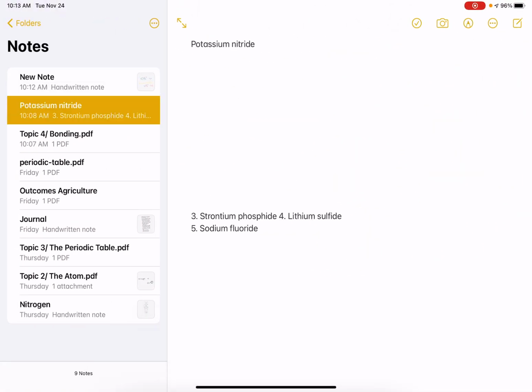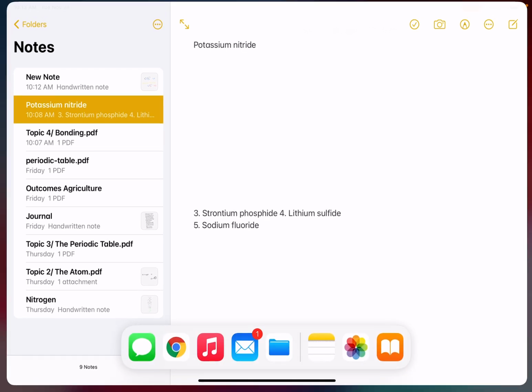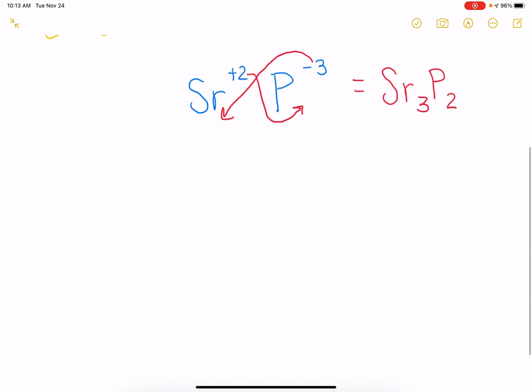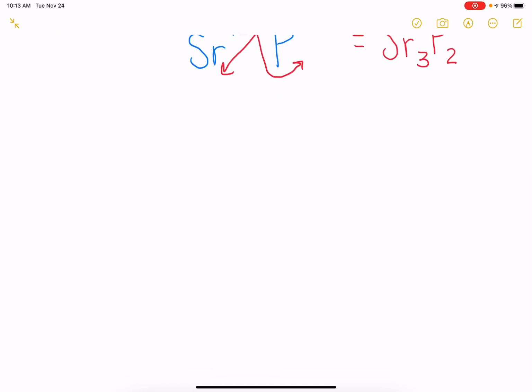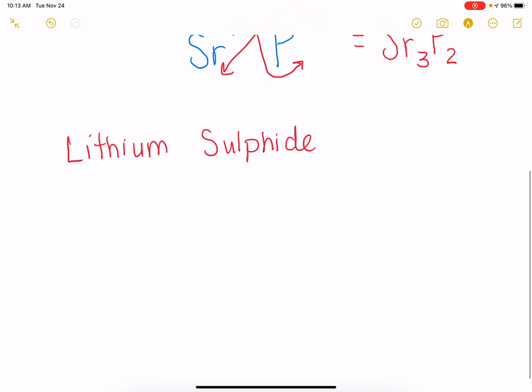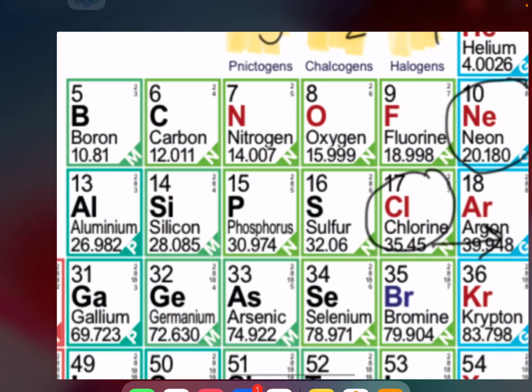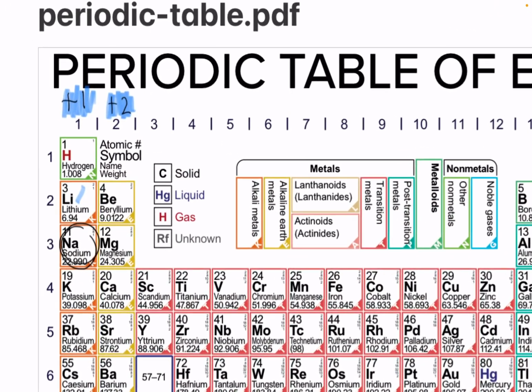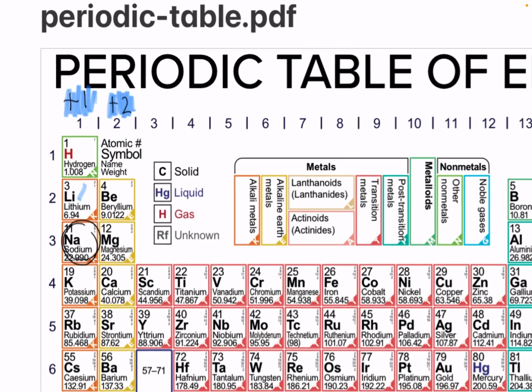Number 4 is lithium sulfide. We've done lithium already. So hopefully you remember what the symbol is for lithium, but if you don't, we can always go to the periodic table. It'll tell us all the answers. So lithium is in the very first row. It's Li. And everything in that first column there is +1.